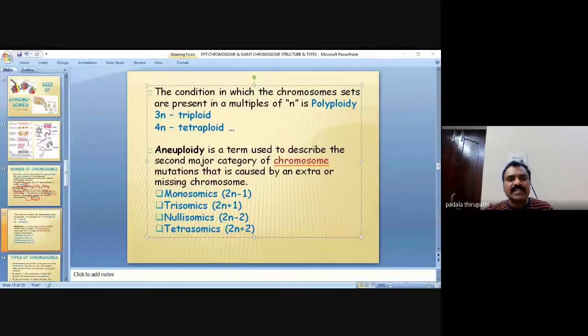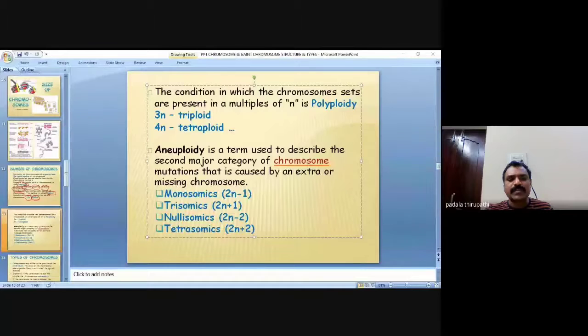So 2n minus 1 we call monosomic. Then trisomic means addition of one chromosome, 2n plus 1. This we call the trisomic condition. Then nullisomic means 2n minus 2. Null means zero. Am I right? So nullisomic is 2n minus 2.